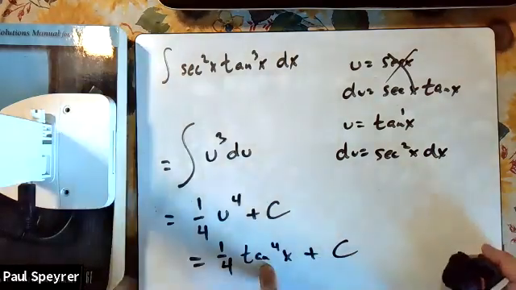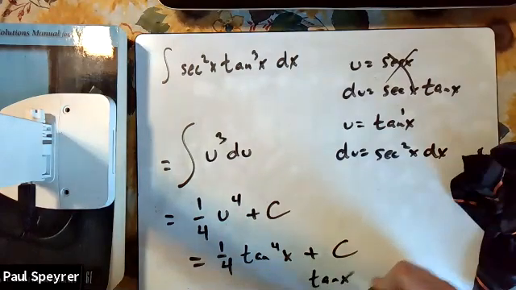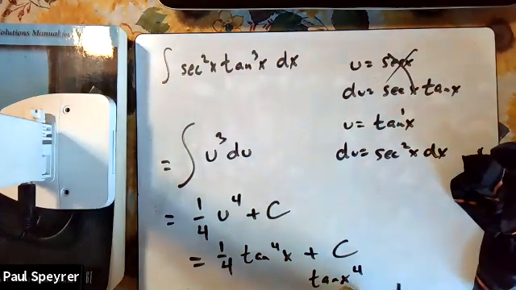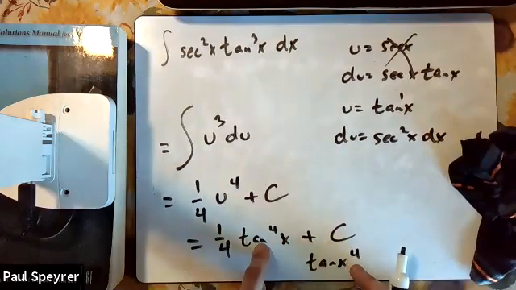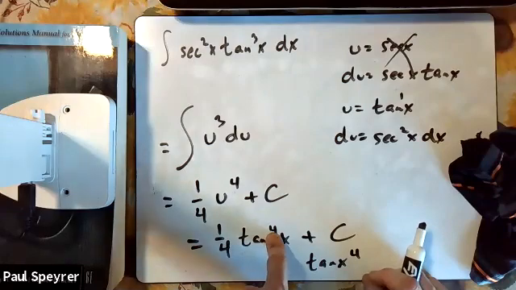Really important when y'all write this in WebAssign, don't put tan x4. This right here is not equal to this. This is saying the x is raised to the fourth. This 4 is saying the tangent is raised to the fourth. So do not type it in like this. That's two different functions, okay?